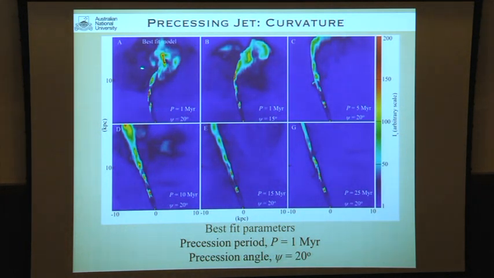curvature, and also other features like turbulent flaring and twisted morphology, and 4 bright nodes along the jet axis with p equal to 1 megayear. So this is our best fit model. So we have jet precession period for Hydra A of 1 megayear and precession angle 20 degrees.